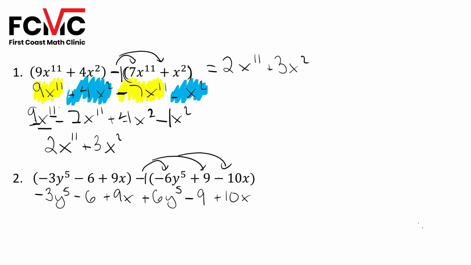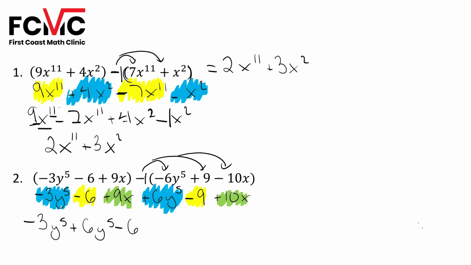Now we can just group and combine our like terms. So minus 3y to the 5th and plus 6y to the 5th, minus 6 and minus 9 and plus 9x and plus 10x. So let's rewrite this, grouping our like terms together: minus 3y to the 5th plus 6y to the 5th minus 6 minus 9 plus 9x plus 10x. So combining our like terms, the coefficient is the only thing that's going to change. Our variable and exponent are going to stay the same, so we're going to keep that y to the 5th.